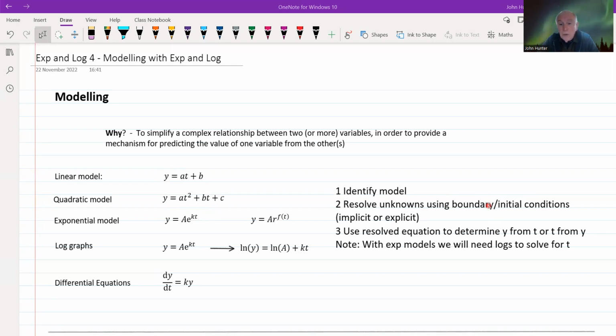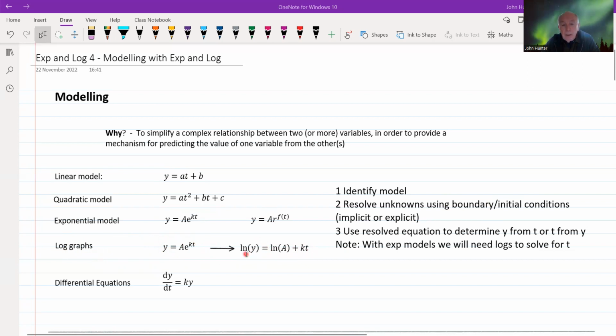Okay, and then once we've got a fully resolved equation, we can use that in order to make predictions of y from t, or also predictions of t from y. Okay, so that's the basic idea. Just another couple of things worth saying is that we'll come on in a later section to the idea of log graphs, and that's just where, if this is our relationship, then very often it's useful, if we want to represent it graphically, certainly, if we take the log of both sides of the equation, we get something like this.